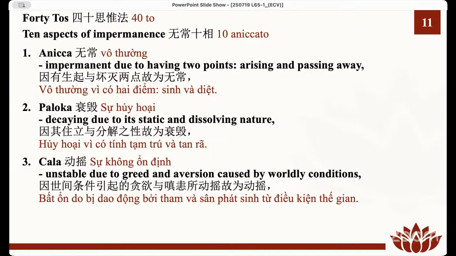Okay, now we have to start. Anicca, impermanent, having 2 points, arising and passing away. So every single mentality and materiality has 2 parts. The arising stage, and after that, they also pass away. That's when they are called anicca. So before arising, they don't need to prepare.